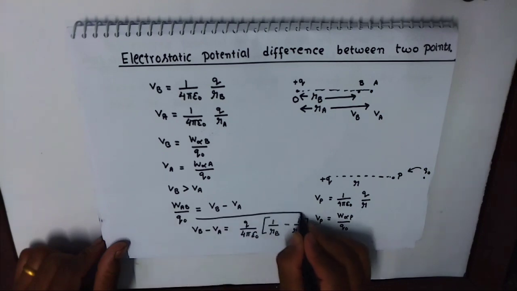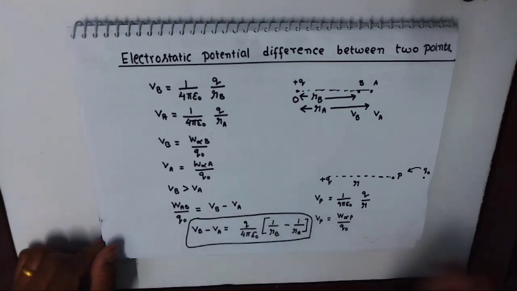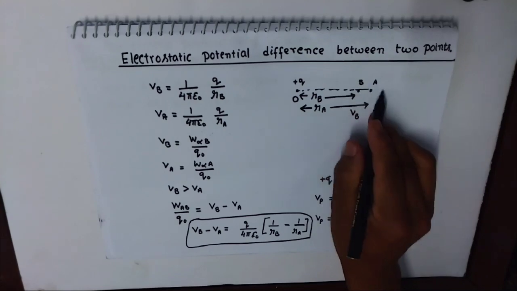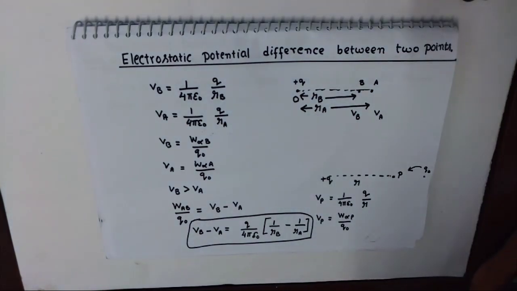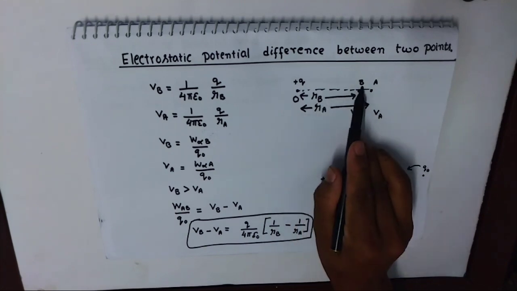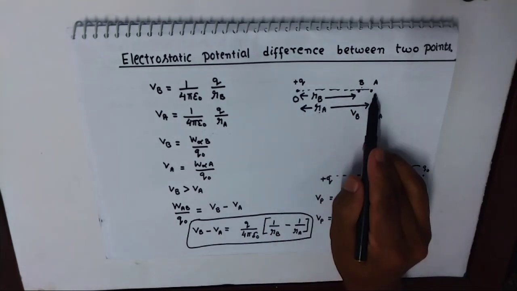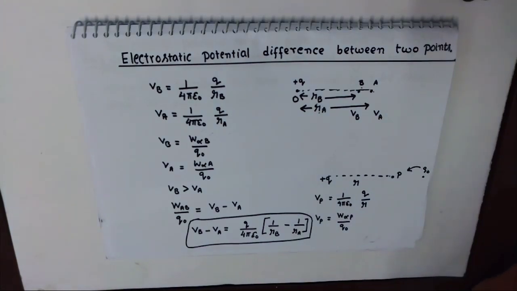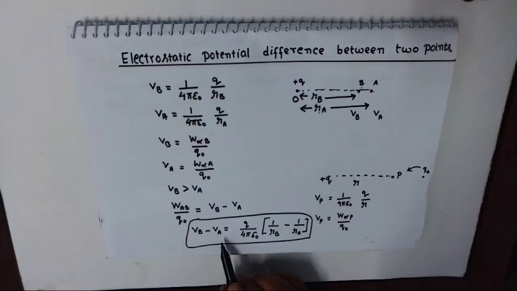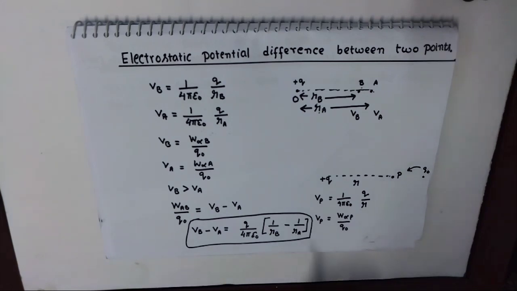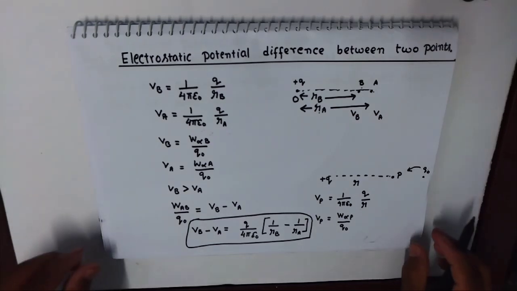So this is the expression of the potential difference between 2 points A and B, which is at a distance RB and RA respectively from a point plus Q. RB is distance of a point B from plus Q. RA is distance of a point A from plus Q. So this is the expression of the potential difference between 2 points B and A, which is at the distance RB and RA from plus Q respectively.